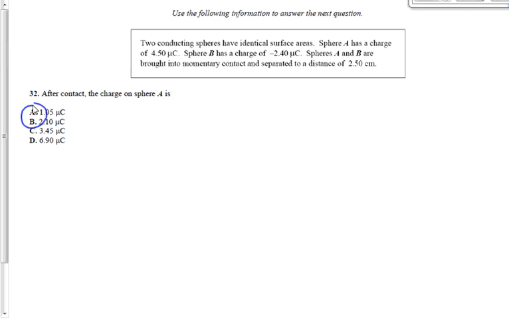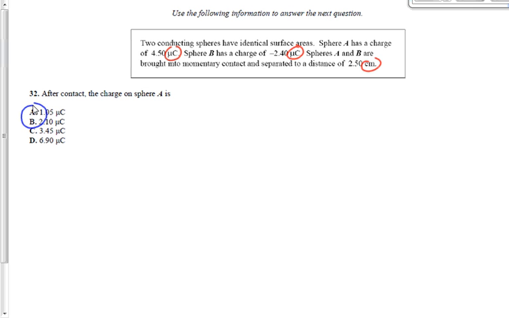So they have identical surface areas. A has a charge of 4.5 microcoulombs. B has a charge of minus 2.4. A and B are brought into momentary contact, then separated to a distance of 2.5 centimeters. First of all, we're going to circle centimeters because it's non-standard, but we know that we're not going to use that here. We're also going to circle this, although my answer's in microcoulombs as well, so I'm probably not going to have to worry too much about that.